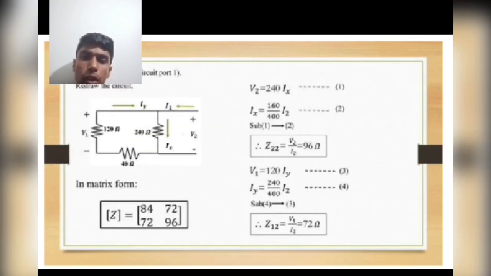From the circuit, V2 is equal to 240 Ix, and Ix is equal to 160 by 400 into I2, equation 2. Then we get Z22 equal to 96 ohms. V1 is equal to 120 Iy, where Iy is 240 by 400 into I2. Z12 is equal to V1 by I2, equal to 72 ohm. In matrix form, overall Z11 is equal to 84, Z12 is equal to 72, Z21 is equal to 72, and Z22 is equal to 96.